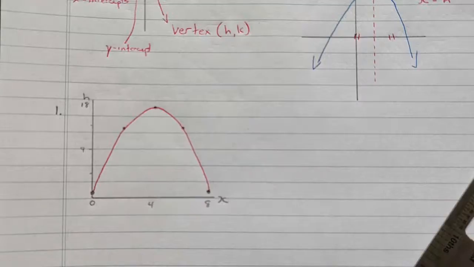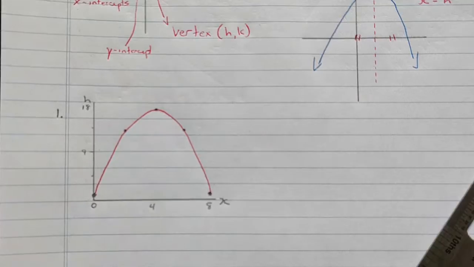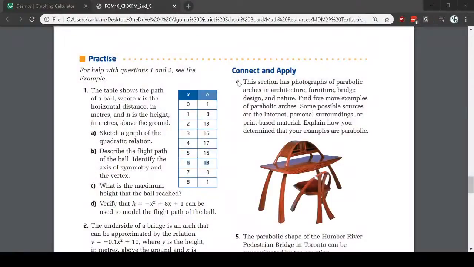The key idea here is that we're getting really the start, the end, and the vertex. Those are the important points in this situation that'll help us with understanding some of the questions, such as question number 2, or 1B, sorry, that says, describe the flight path of the ball. Identify the axis of symmetry and the vertex.